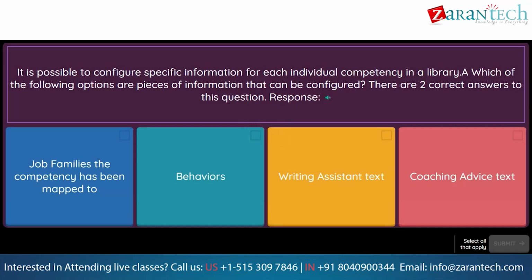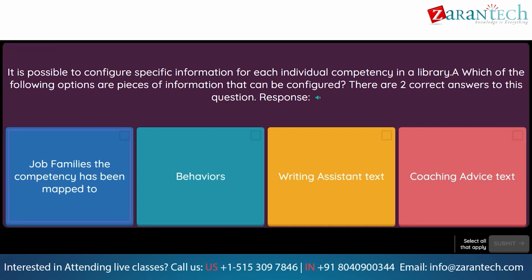Question: It is possible to configure specific information for each individual competency in a library. Which of the following options are pieces of information that can be configured? There are 2 correct answers to this question. Response: Option 1, job families the competency has been mapped to. Option 2, behaviors. Option 3, Writing Assistant Text. Option 4, Coaching Advice Text.